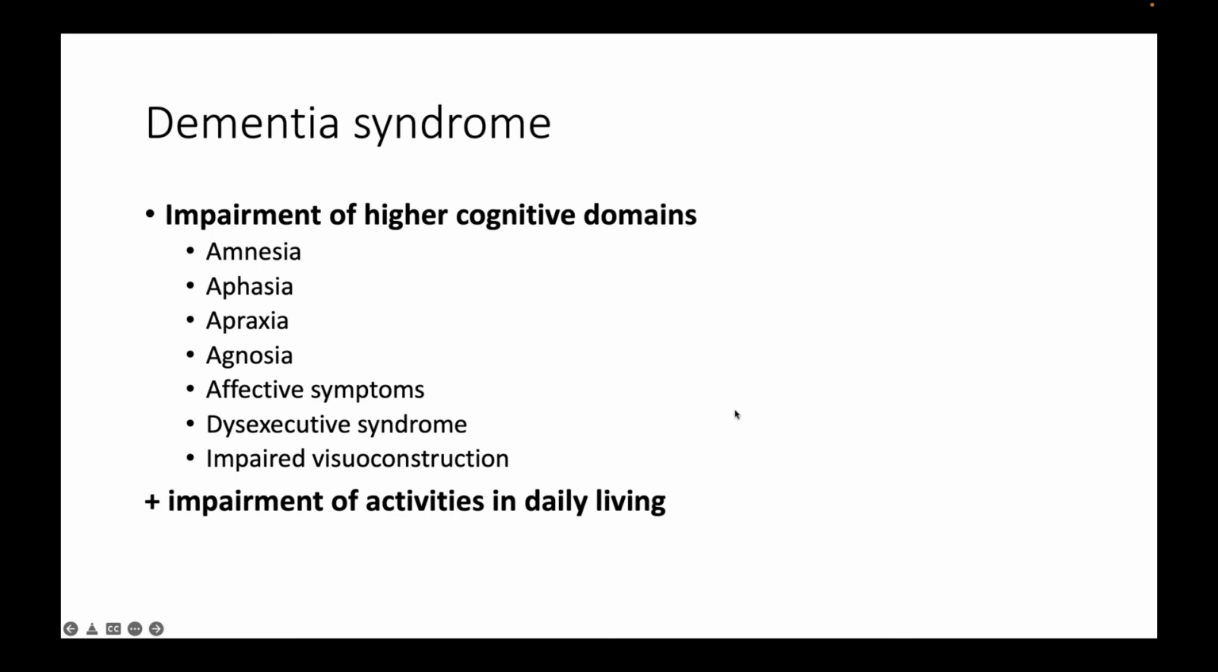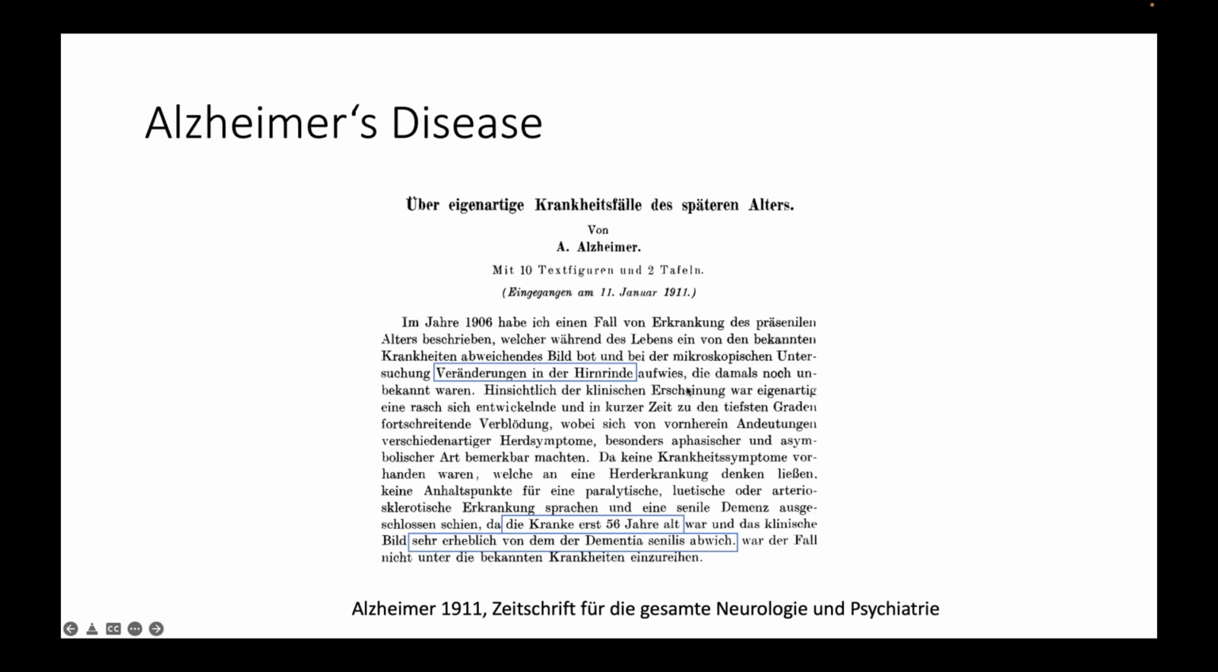And the crucial point is that what makes a difference from a cognitive syndrome to dementia is that it has to impair activities of daily living. So if it's so severe that the daily living is impaired, then we speak of a dementia. And as I said, Alzheimer's is the most common one. A short look into the history.